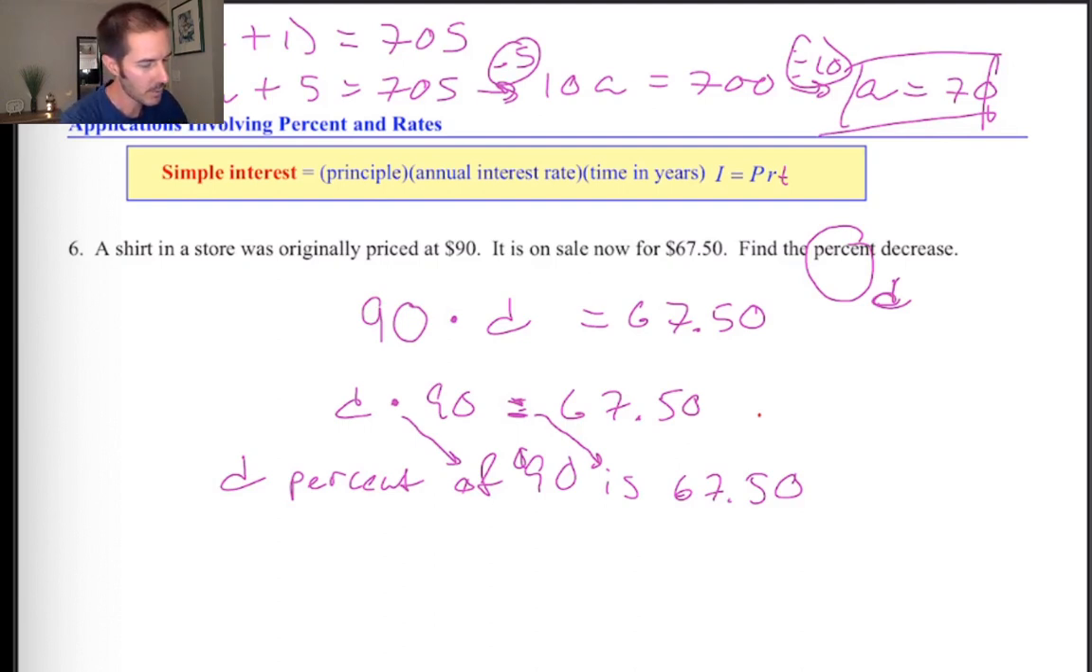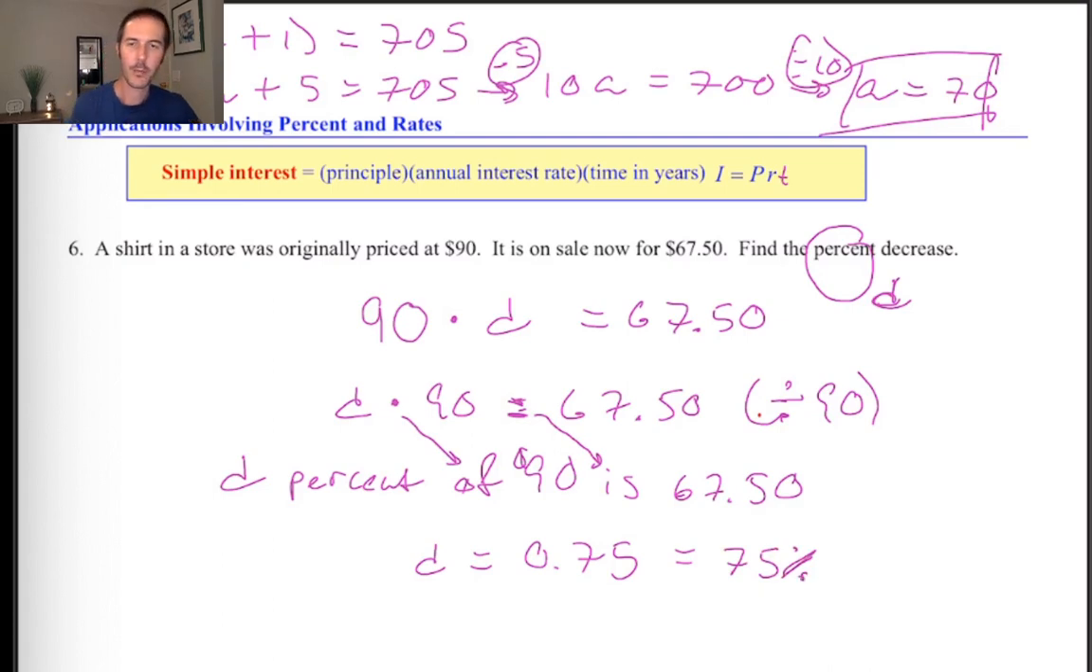So let's solve this equation now. I'm going to take this equation and divide both sides by 90. And 67.50 divided by 90. I don't trust myself. I'm using a calculator. $67.5 divided by 90 equals 75%, or 0.75. So D equals 0.75, which is the same thing as saying 75%.